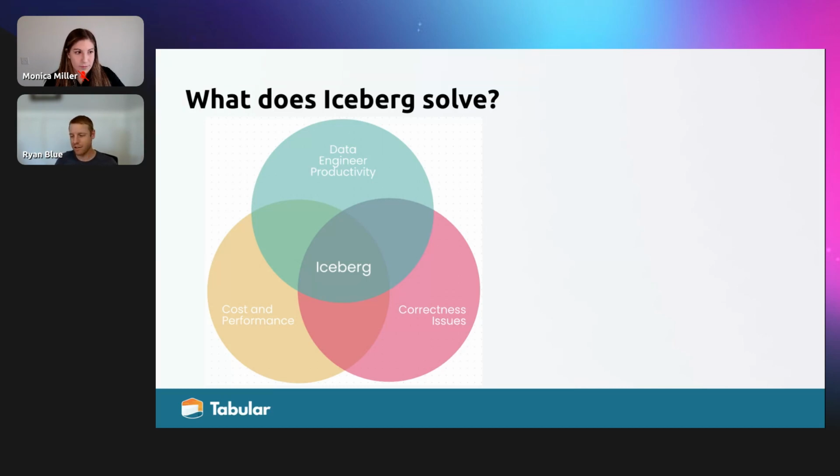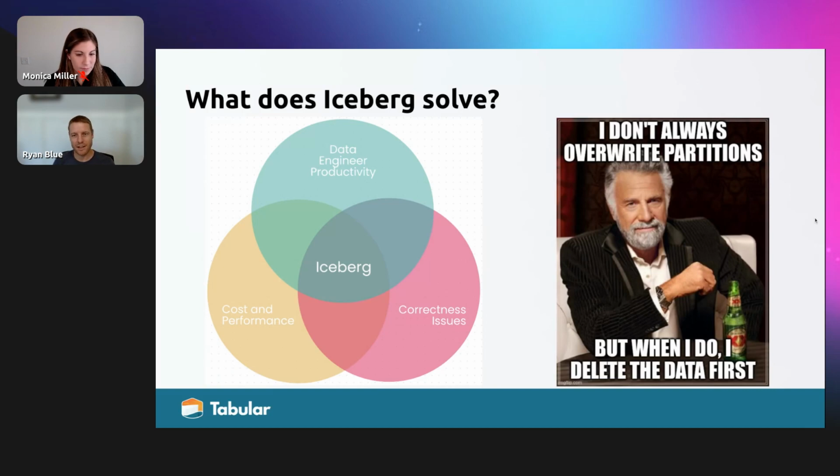They would either do something silly or accidental and run up a giant query bill, or they would be stuck and need to reprocess a whole bunch of data because they had some correctness issue, didn't know where the data was, and had to roll back and reprocess. So when we created Iceberg, we realized there were three areas we needed to solve, not just cost and performance.